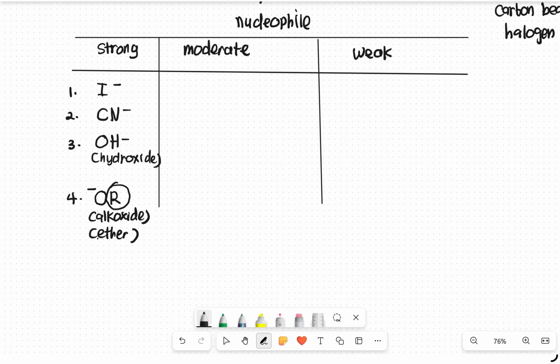So remember these 4 strong nucleophiles. You must memorize them. Now moving on to the next one, moderate.